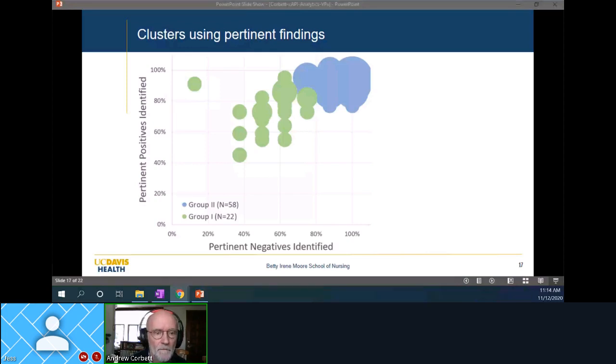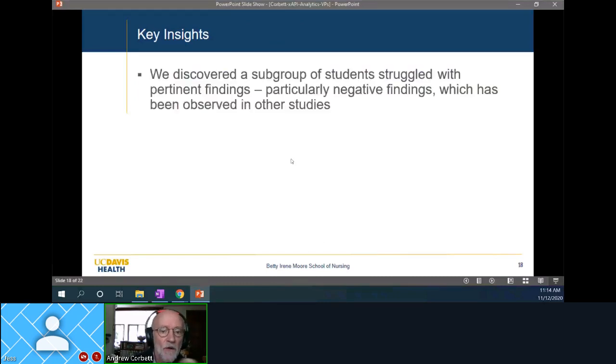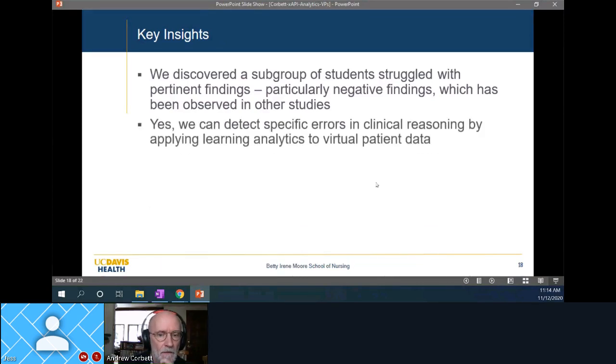So what are the key insights from this? So we did discover a subgroup of students who struggled with pertinent findings. It's a very critical part of the steps in clinical reasoning. And so we can detect specific errors in clinical reasoning by applying learning analytics to virtual patients.